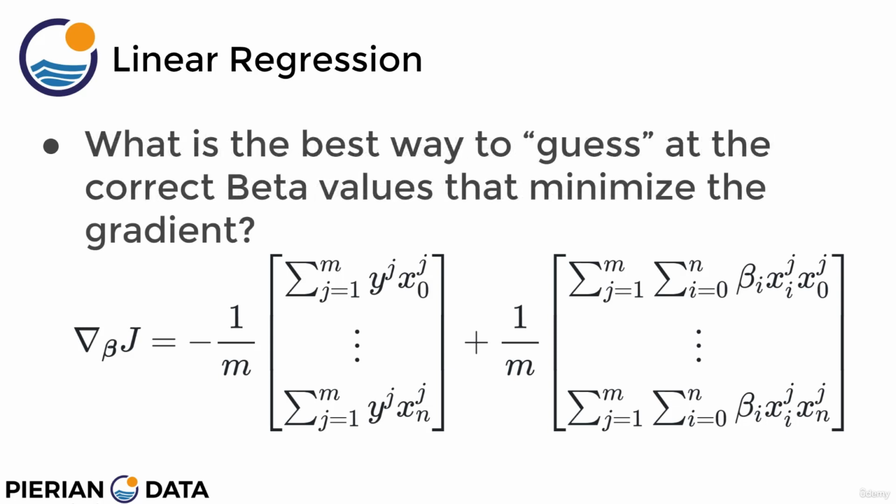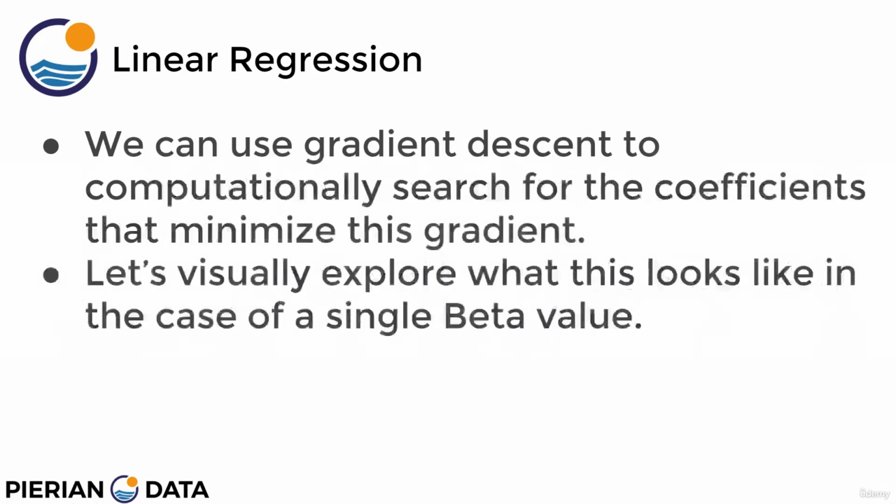Now the question arises is, what's the actual best way to guess at the correct beta values that minimize the gradient? Can I leverage the computational power as well as some clever mathematics in order to quickly find the beta coefficients that are going to minimize this gradient? Well, what we're going to do is use gradient descent to computationally search for the coefficients that minimize this gradient.